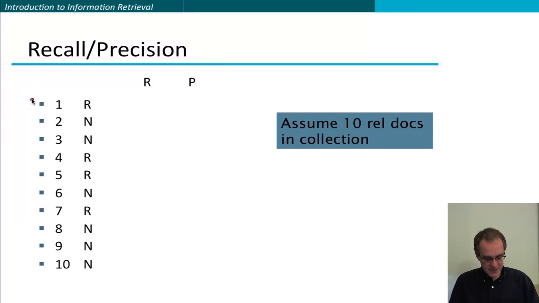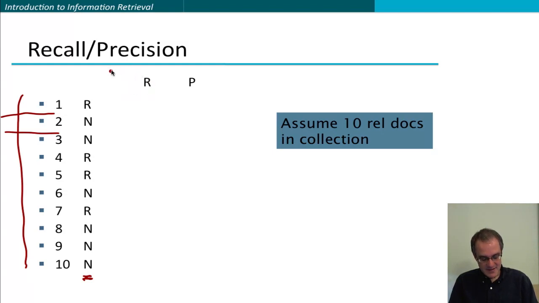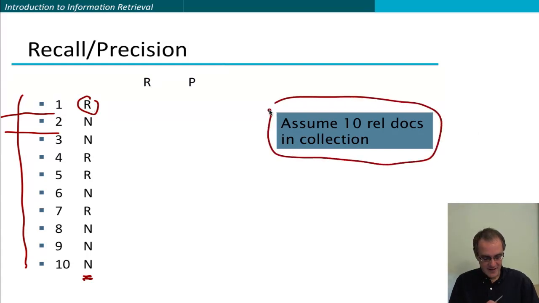So here are the first 10 results for a search engine, where we've labeled each result as either relevant or not relevant according to an assessor's judgment. And so then we can take any initial subsequence of these documents and work out a recall and precision. So for the first document, the system got it right. It's a relevant document. And let's assume that overall there are 10 relevant documents in the collection.